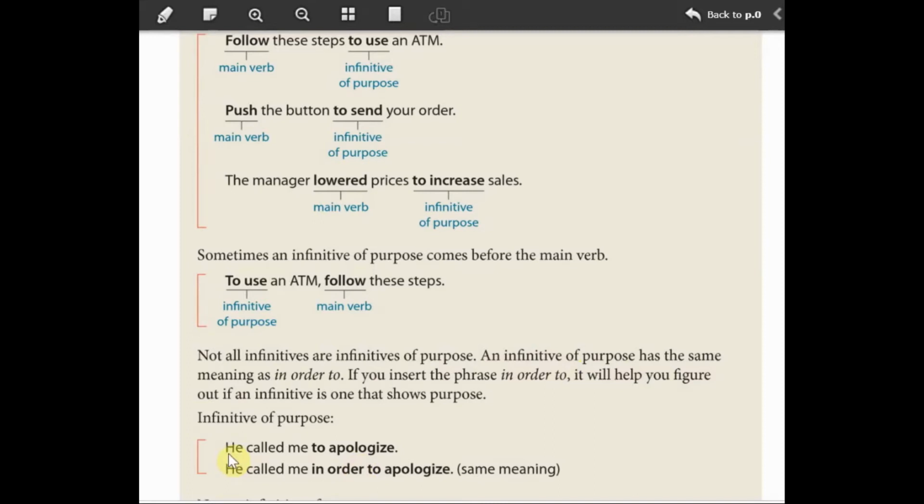So for example, here we have, he called me to apologize. Is to apologize an infinitive of purpose? Let's place in order to in the sentence. He called me in order to apologize. The meaning remains the same. The sentence is still accurate. So therefore, to apologize is indeed an infinitive of purpose.